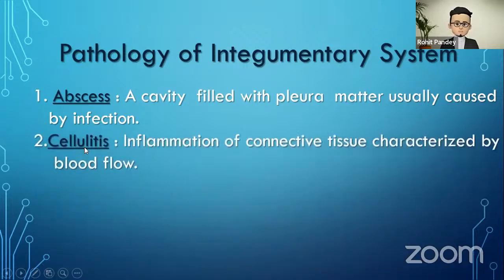Next, cellulitis. We need to see an image. Okay, this is cellulitis, inflammation of connective tissue characterized by blood flow. Itis is used for inflammation. So in connective tissues, if there is inflammation, it is characterized by blood flow.